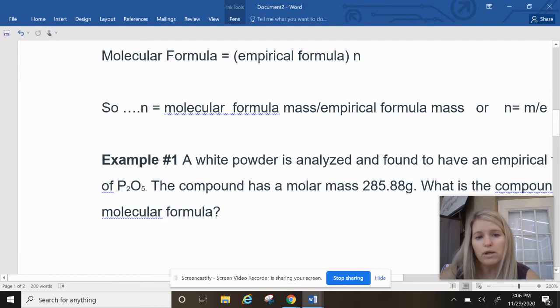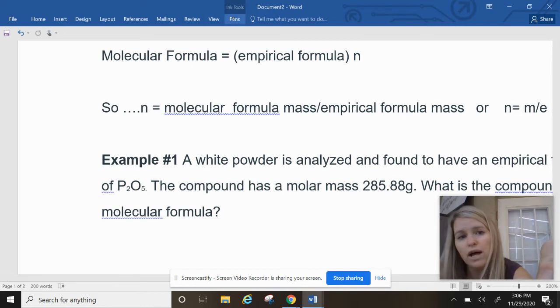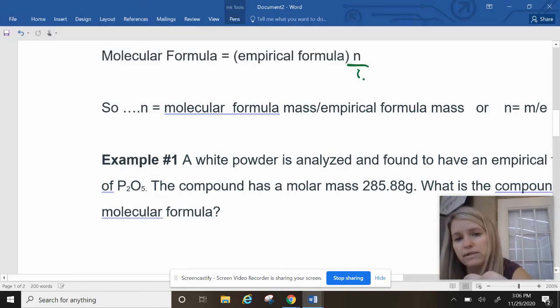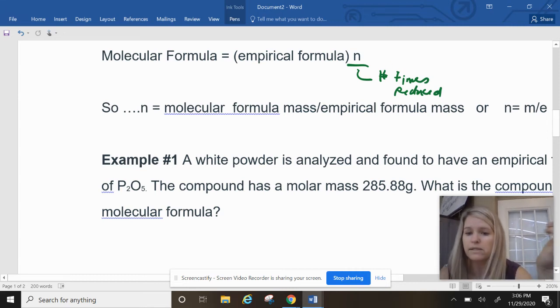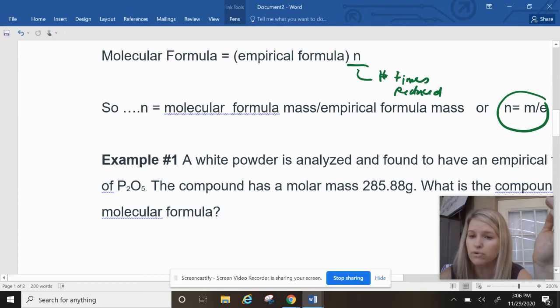Let's take a look at the rest of it. We're going to use this formula up here, and it's a nice little formula giving the relationship between the molecular formula and the empirical formula. We already said the empirical formula is the reduced one. This n indicates the number of times it's been reduced. So if we multiply the empirical by the number of times it was reduced, you'll get the molecular. Makes sense. If we want to figure out what that number is, n is equal to the molecular mass over the empirical mass, and I'm talking about the molar mass. We've done that recently.